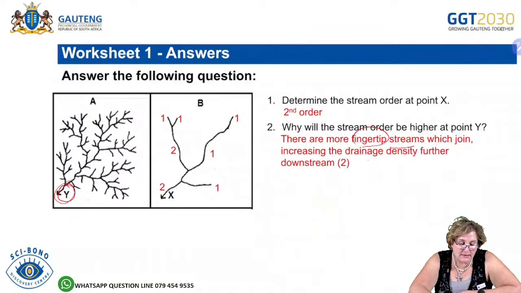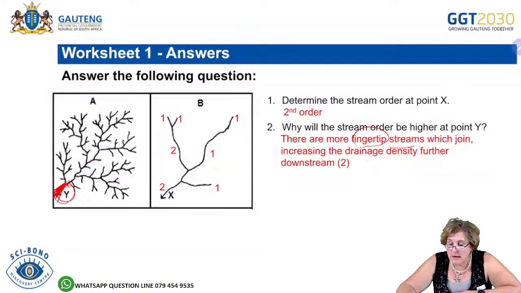So you can also say there are many first order and third order streams. Remember, the more tributaries there are, the thicker or wider the river will be, because there are lots of smaller rivers that flow into the river at Y.